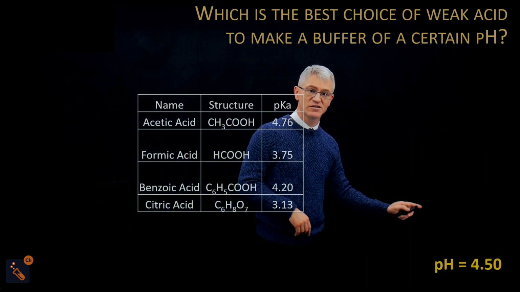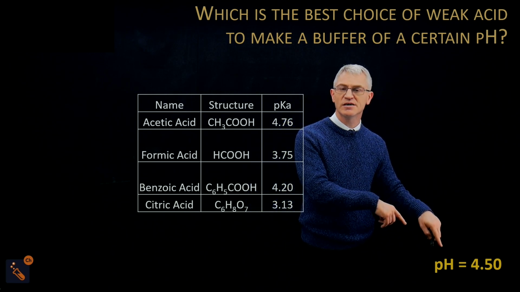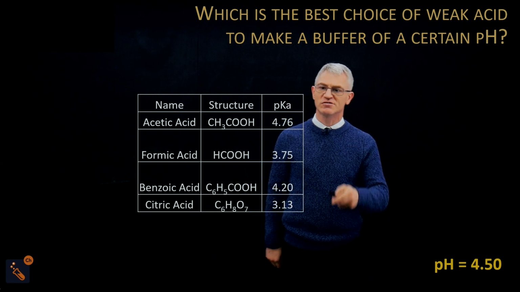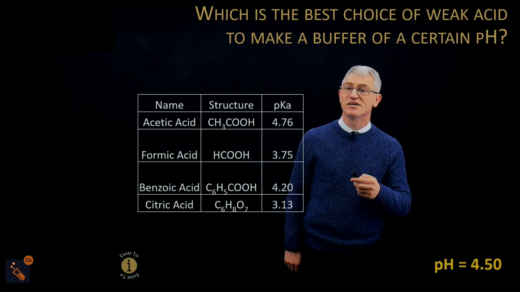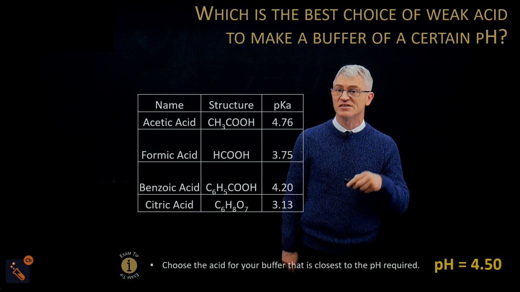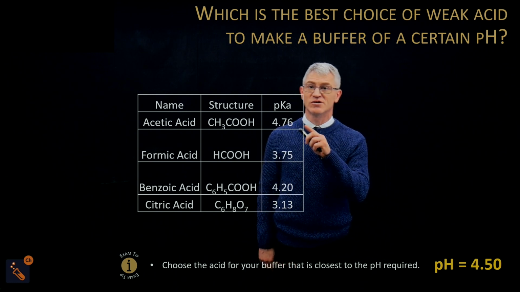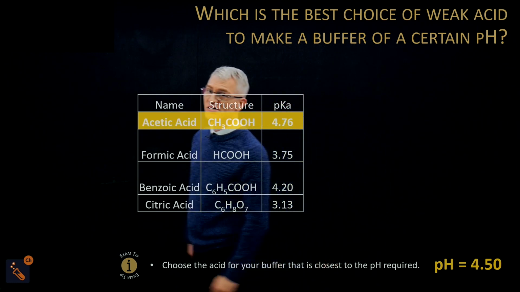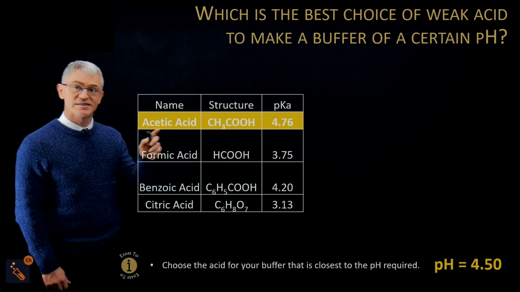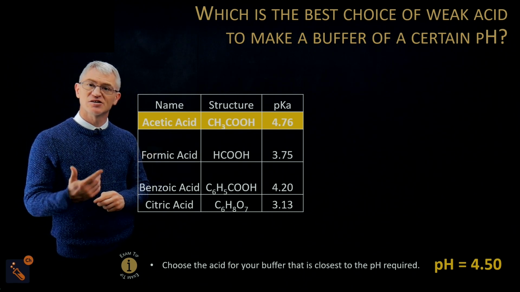Let's put it down here. The pH, let's get rid of all of that stuff. We just want that pH. So we want that pH. If we want that pH, which one's closer? Okay, and the one that's closer is going to be the one that's closer to 4.5, which is 4.76. So remember, you're choosing the acid for your buffer that's closest to the pH required, so it's got to be this one. Okay, so basically we're going to go for acetic acid. So let's put acetic acid in and start using the equation.